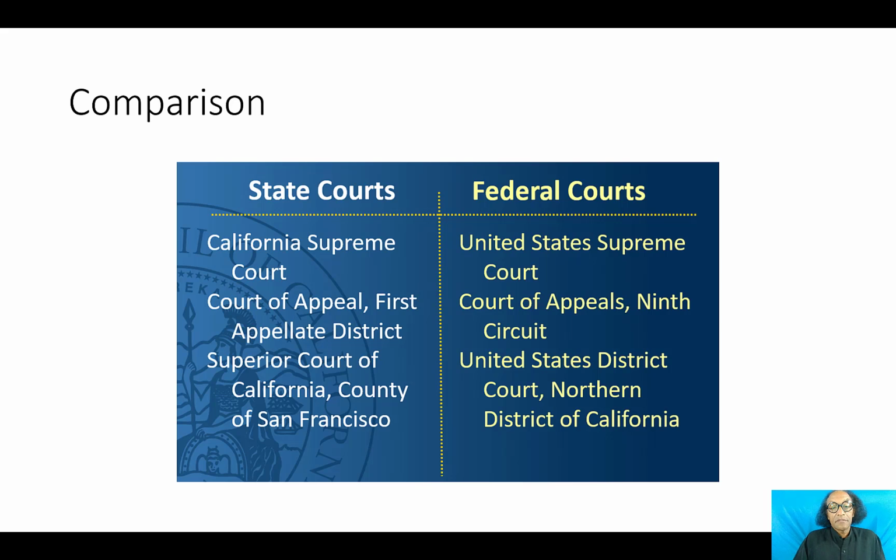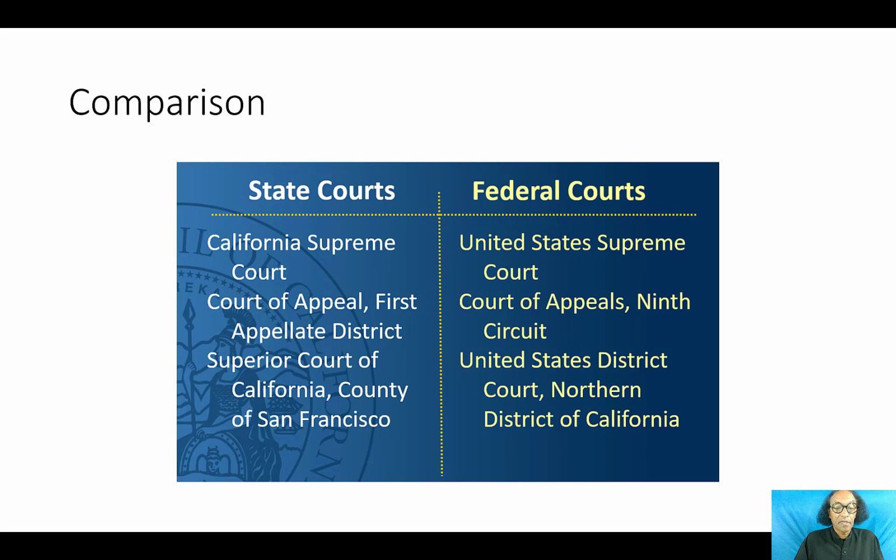Let's do a quick comparison between state courts and the federal courts. Again, the California Supreme Court is the highest court in the state of California, as is the United States Supreme Court for the United States. The Courts of Appeal, with the various districts, 6 districts, are the intermediate courts of appeal. And in the federal system, we belong to the Ninth Circuit Court of Appeals. And so you should remember that.